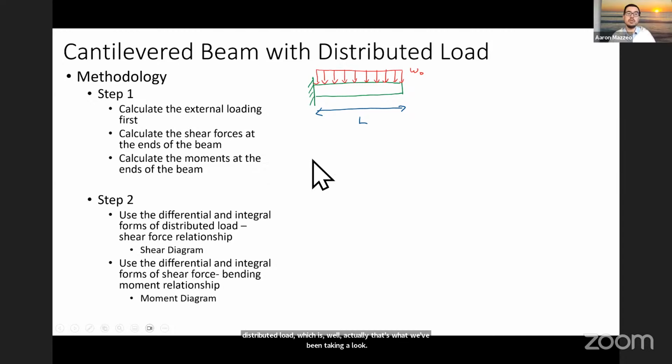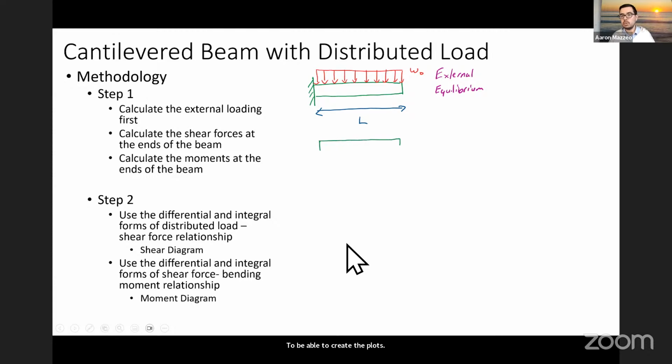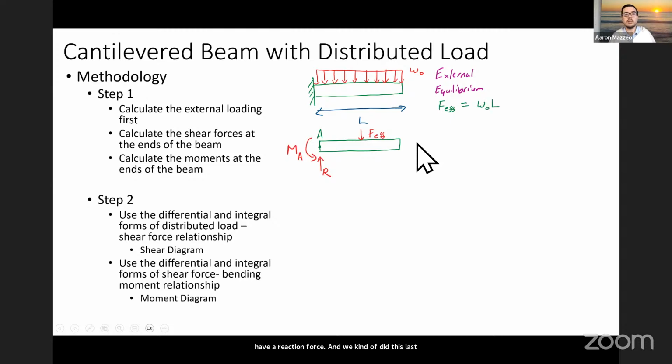We're going to calculate the external equilibrium first, and then we'll use the differential and integral forms to be able to create the plots. So the external equilibrium is pretty straightforward in that we have a reaction moment, and now we're calling it MA, and we have a reaction force. We kind of did this last time, in fact, but I think I'll share a little bit more details now that we have this second opportunity to complete the problem.